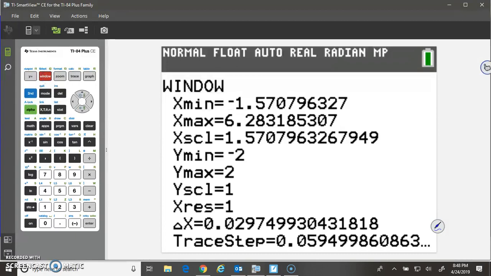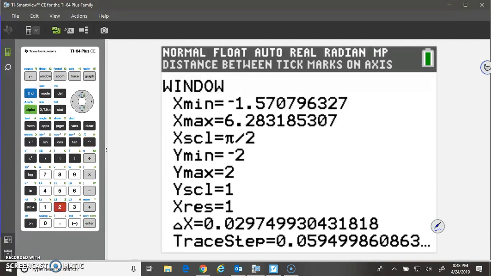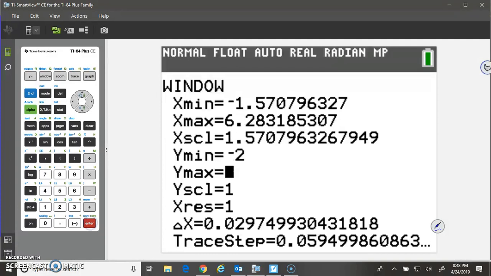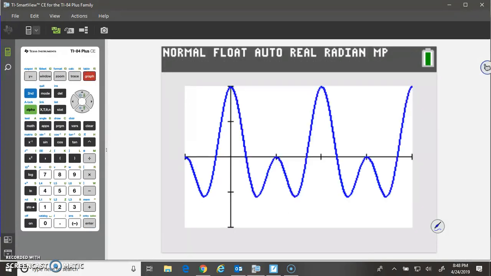My window, I'm going to go from negative pi divided by 2, which changes into a decimal. That's my minimum. My maximum, I'm going to go 2 pi, which also gets changed into a decimal. My increments are going to be pi divided by 2. I'm going to go down 2, up 2, increments of 1. And now if I graph this, you're going to see a pretty unique looking graph. And all of these x-intercepts are going to represent our answers.